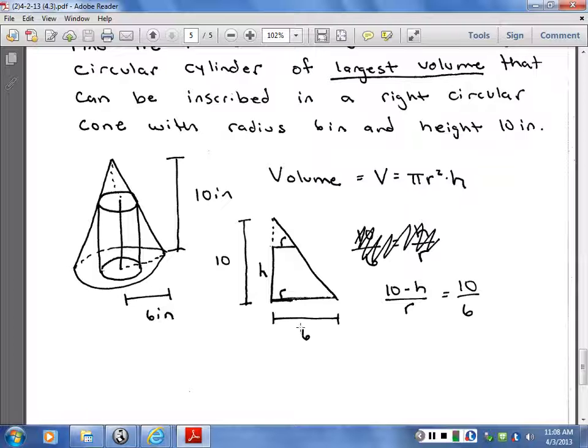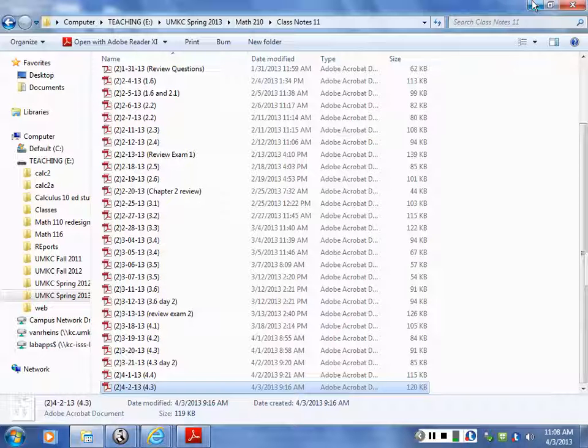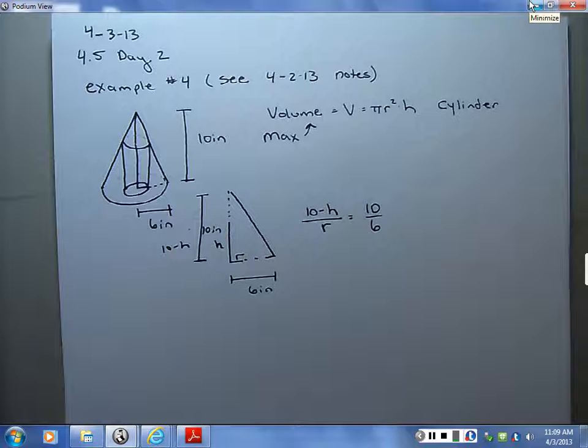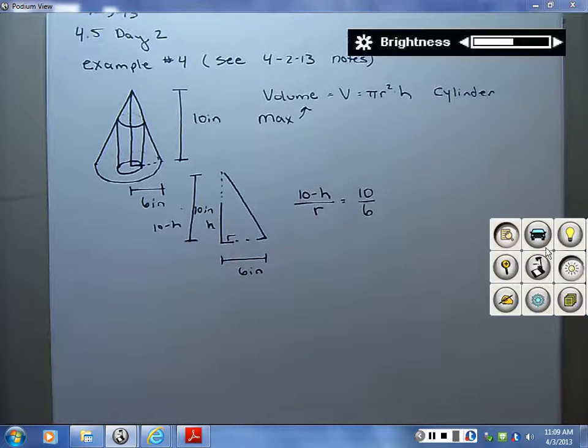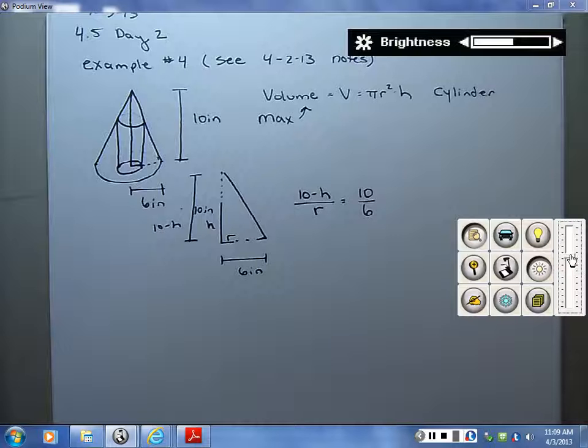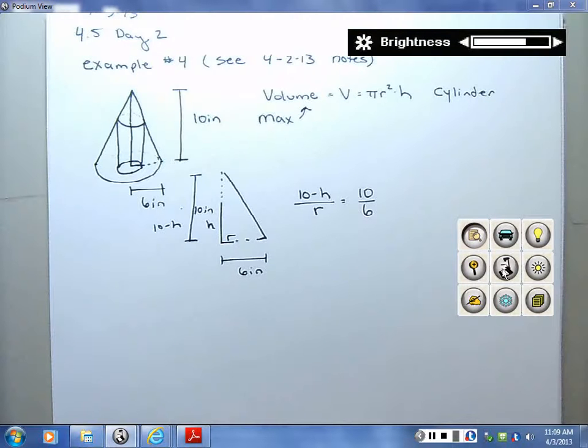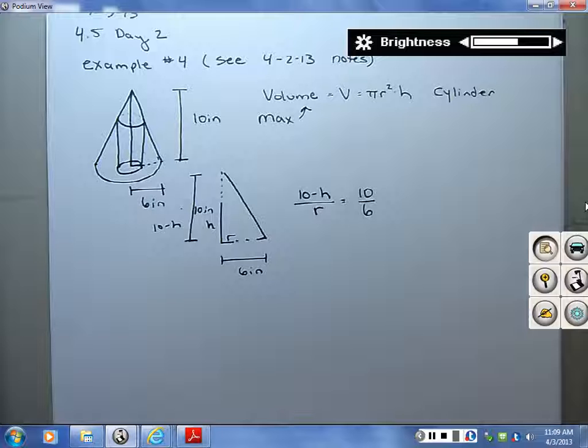Setting this up, I ran out of time in class, so we're going to begin with this one. This looks a little dark. Okay, so let's see what we get here.